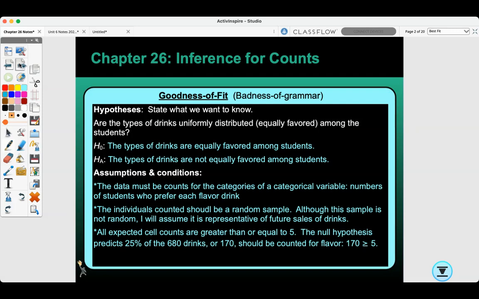Our assumptions and conditions. The data must be counts for the categories of each categorical variable: numbers of students who prefer each flavor drink. The individuals counted should be a random sample. Although the sample is not random, I will assume it is representative of future sales of drinks. And all expected cell counts are greater than or equal to 5. The null hypothesis predicts 25% of 680 drinks, or 170, should be counted for each flavor. So 170 is greater than or equal to 5.